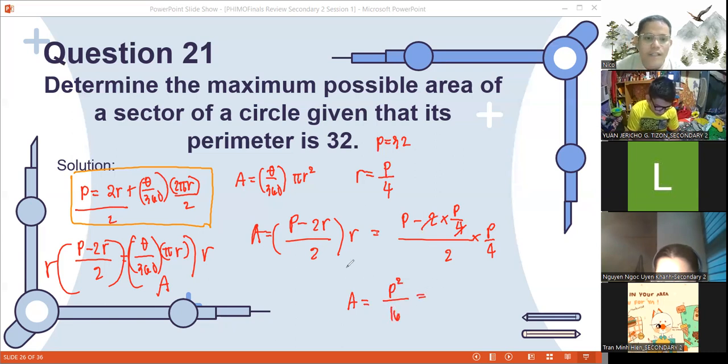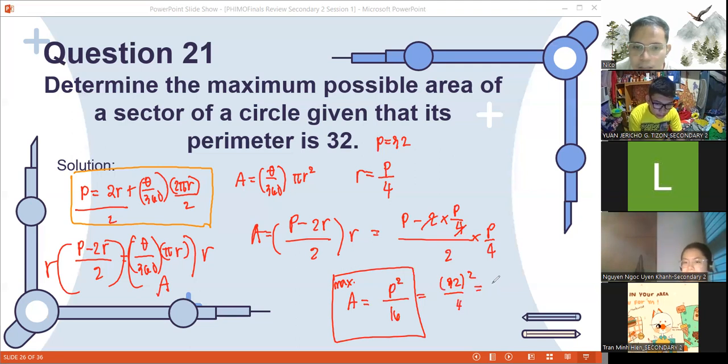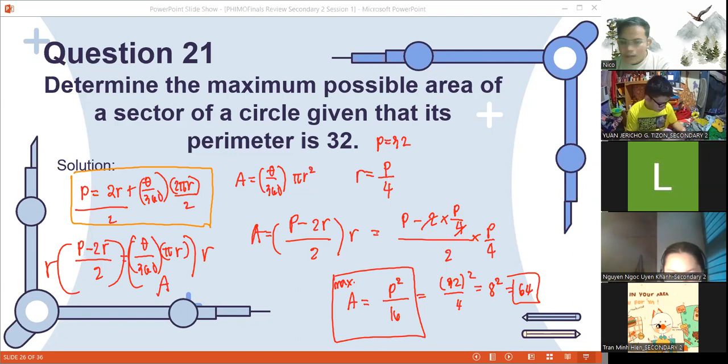So in other words, you can just simply memorize this formula for the maximum area. Max area. It's just this one. No need to complicate, okay? And then it's just simply equal to 32 over 4 squared. That's 8 squared. That is 64. So 64 is our answer. So you memorize the formula, you memorize the shortcuts, so that in the actual exam, you will answer it fast.